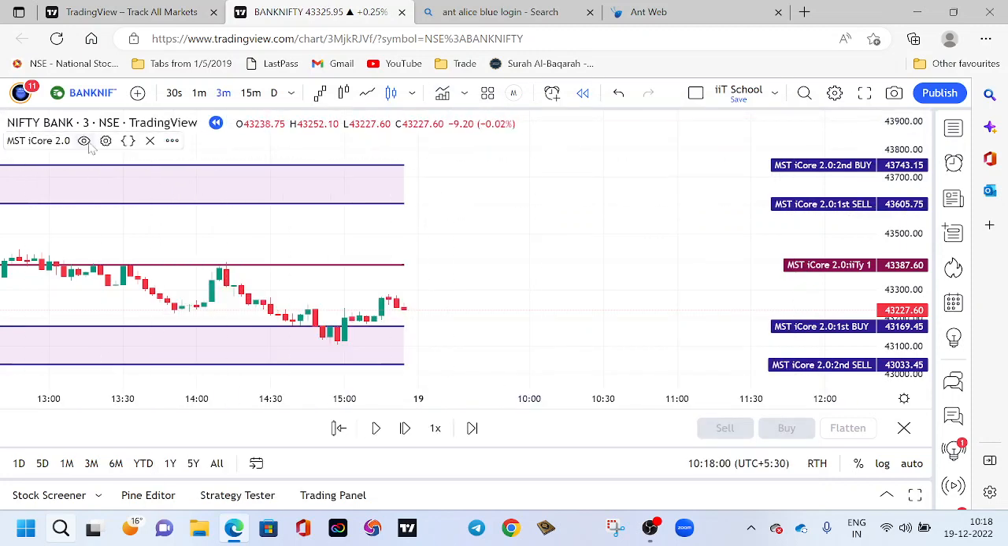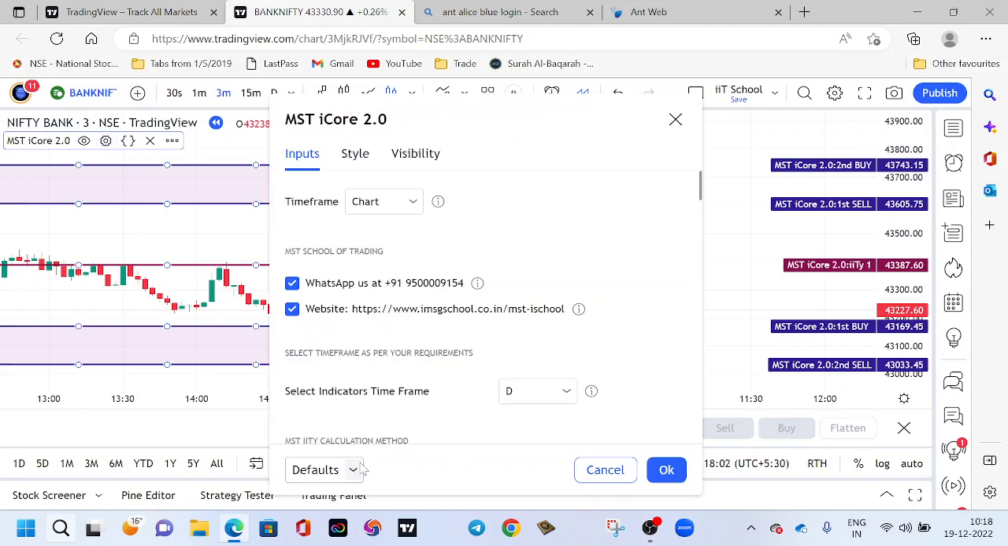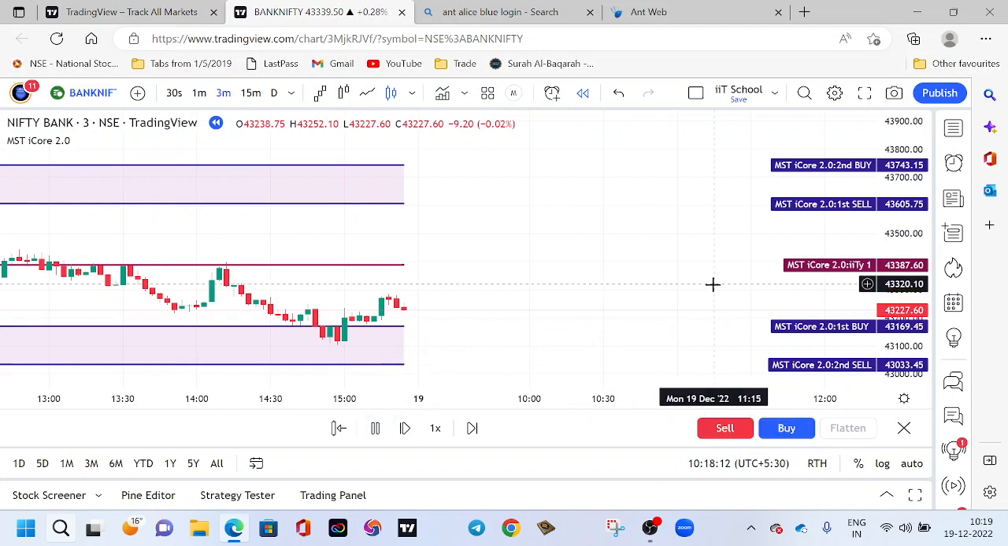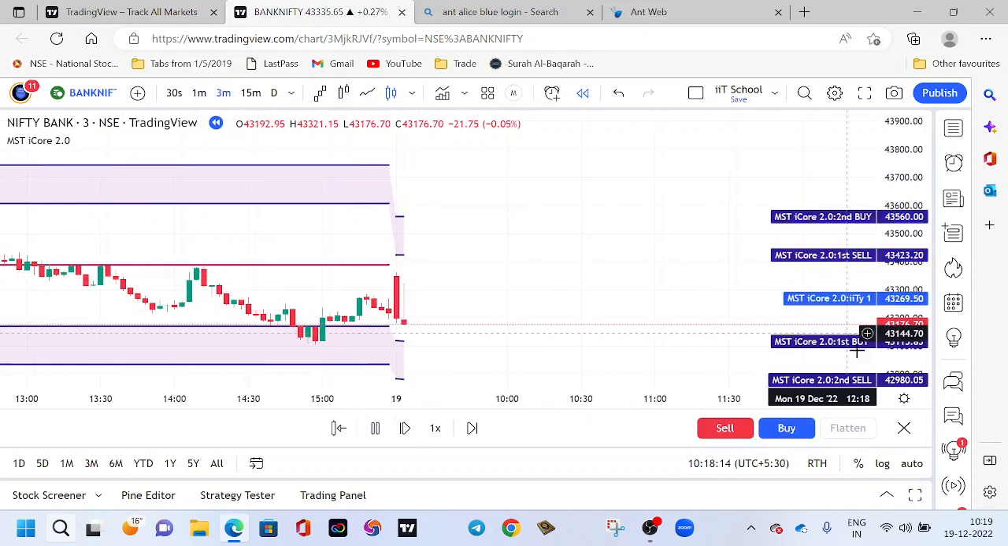After that, come to the bottom left side and give reset settings. Before you start trading for the day, you have to give reset settings. That's all, nothing else you have to do. Now assume that the market has started.